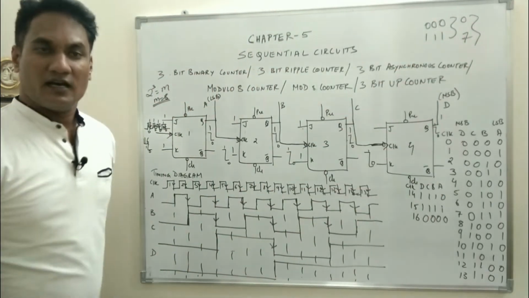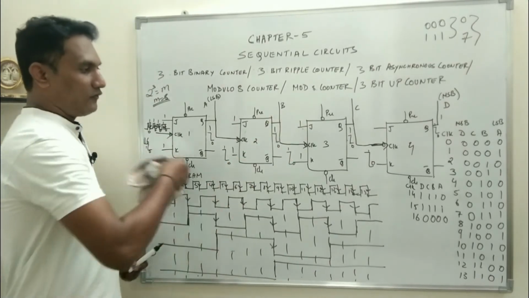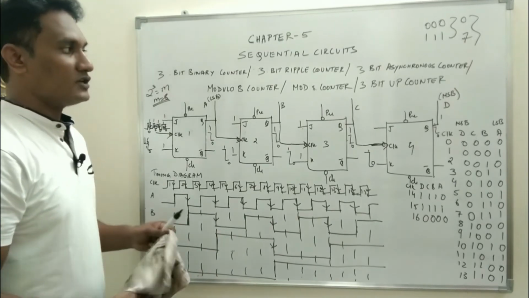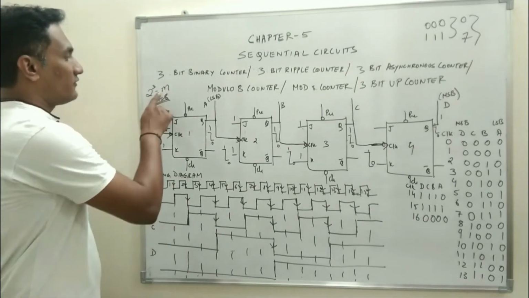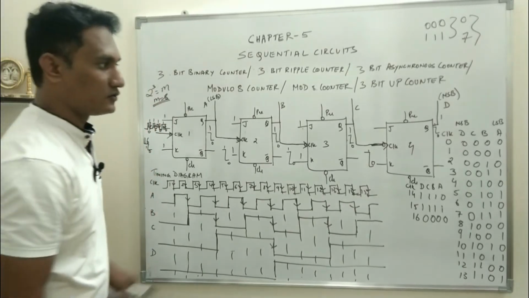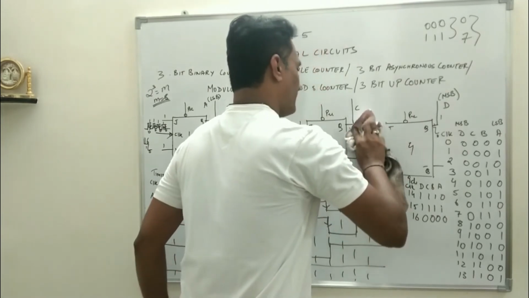I'll just make you understand that the 3-bit counter can be made by modifying the 4-bit counter circuit, which we have previously understood. So instead of 4 flip-flops, how many flip-flops will we need now? 3 flip-flops. So we just rub off the 4th one.